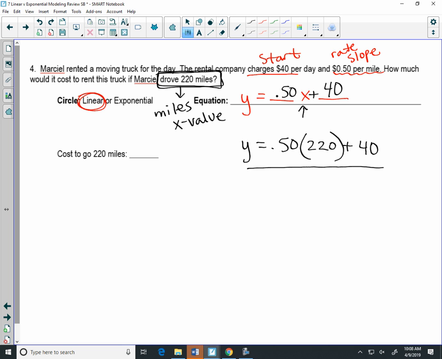How much money is this going to cost after how much? $150. Good. So if you were using a table of values in Desmos, you'd be plugging 220 in for x, and the number you would get out is 150.